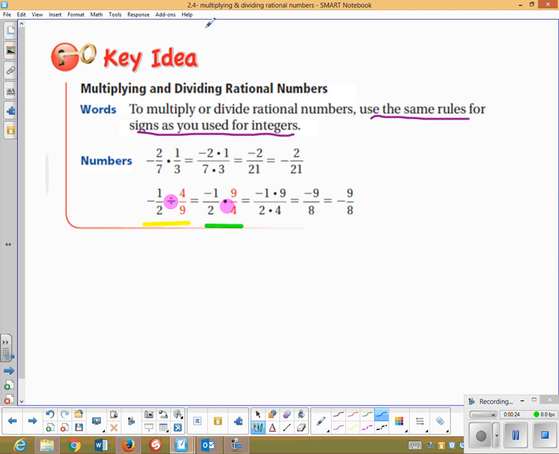Now, when we're multiplying and dividing rational numbers, it's basically saying we're multiplying and dividing fractions and decimals. Below here I just have the fraction example, but in our video today, you will see some decimal examples. The multiplying part is going to be very easy. You're just going to be multiplying the fractions straight across. So if you see this problem here, negative 2/7 times 1/3, all you need to do is multiply negative 2 times 1, and then 7 times 3, and you get your answer.